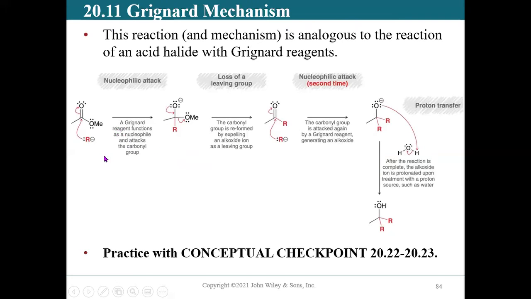So here are the steps. First is the nucleophilic attack from the Grignard alkyl group. The carbonyl group is reformed by expelling the alkoxide, producing this intermediate ketone or aldehyde. So the carbonyl group is attacked again by the Grignard, generating another alkoxide. The alkoxide is protonated by the solvent and water to produce this tertiary alcohol.